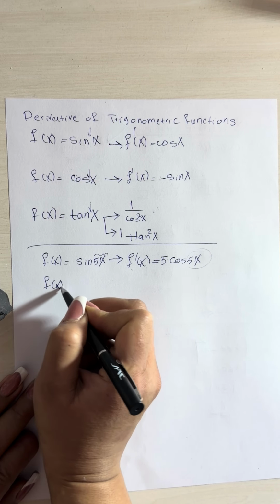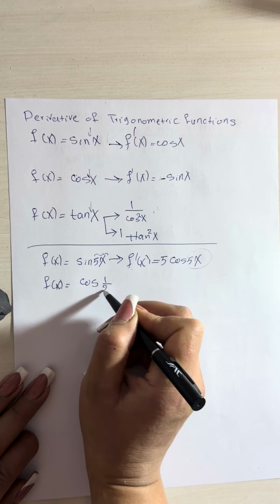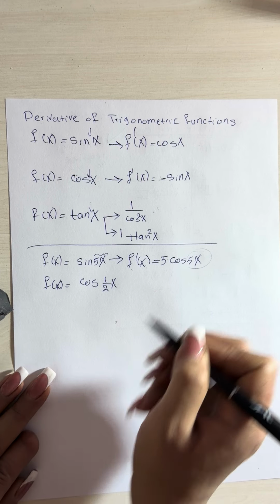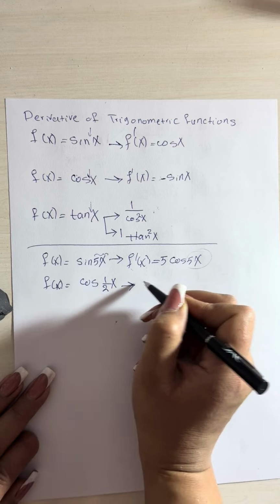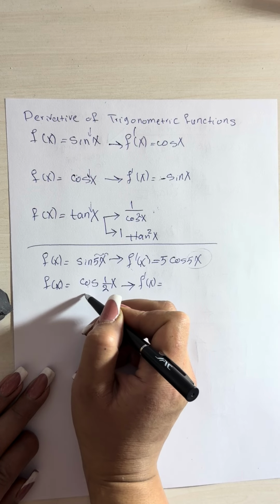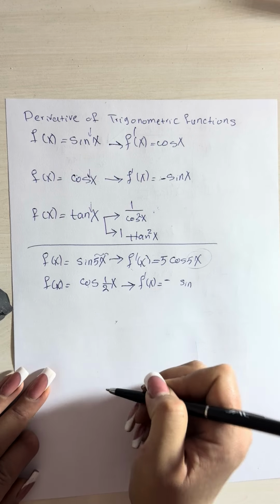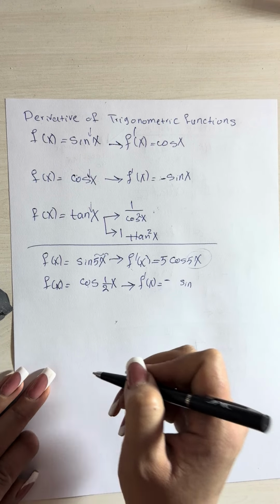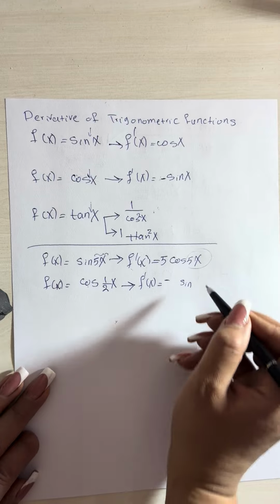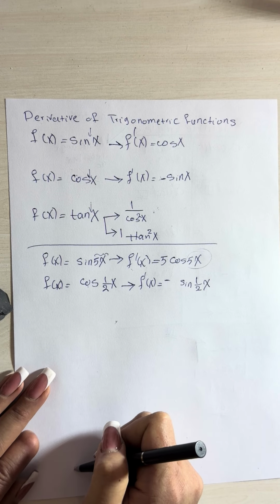What if I had cosine 1 over 2x? Now, what do I have to do? The f will be f prime. The cosine will be negative sine of whatever you have inside the main function, which is 1 over 2x. But I don't have to forget that we have to multiply with the derivative of the angle.